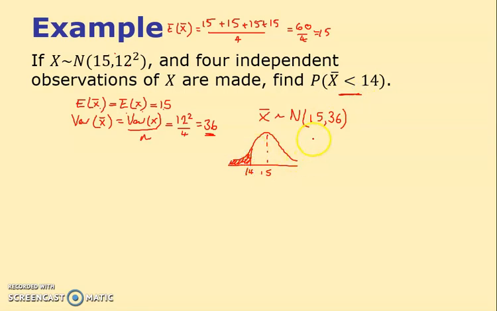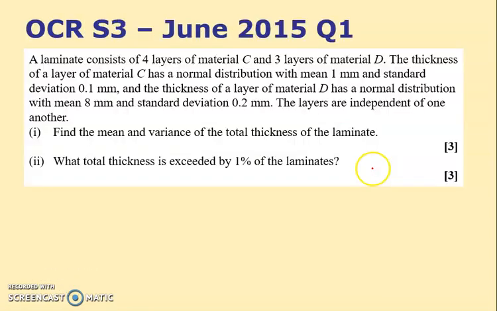It's that probability there. So again, going into my calculator, I shall do it now. It's my lower value, well, that's minus 9999. My upper value, I shall say, is 14. My sigma is 6, because it's the square root of 36. And my mean is 15. And I get a probability that x bar is less than 14 of 0.434. Again, I'm hoping that's out. So yes, it is 0.434.